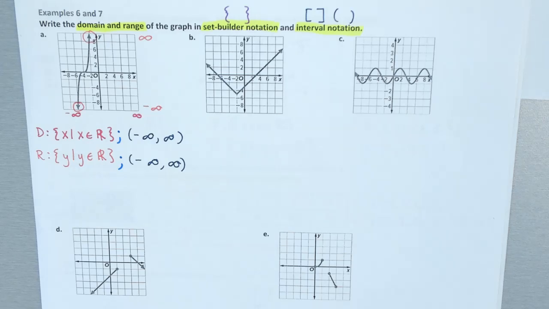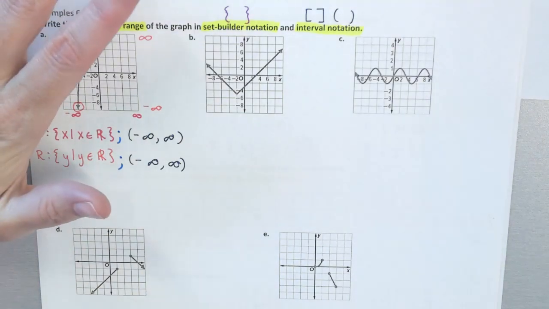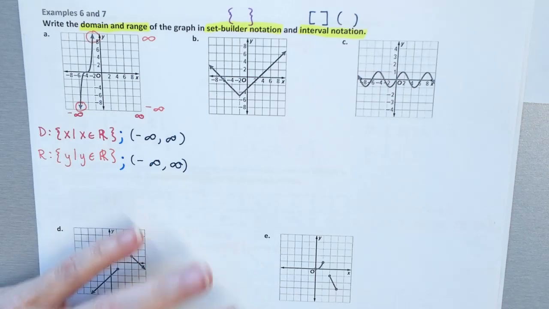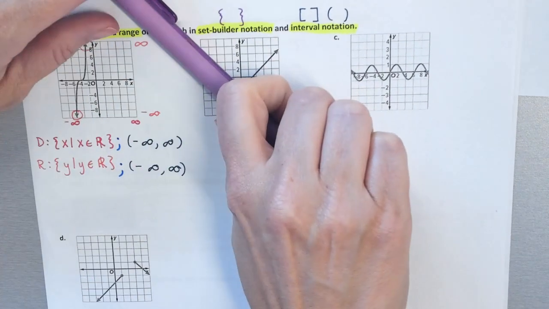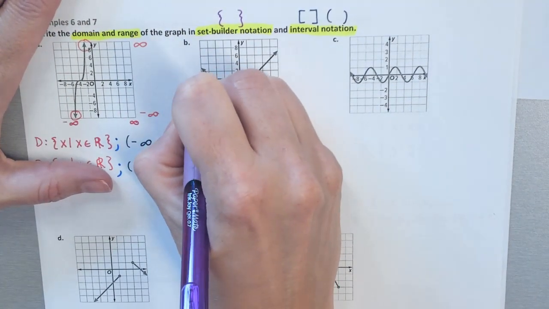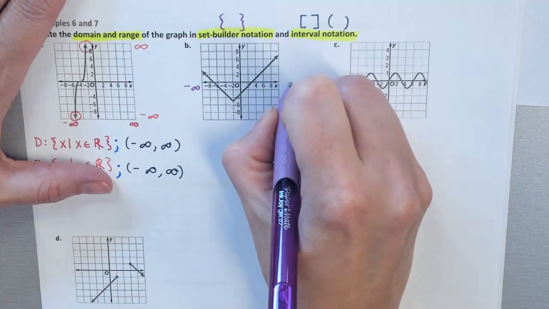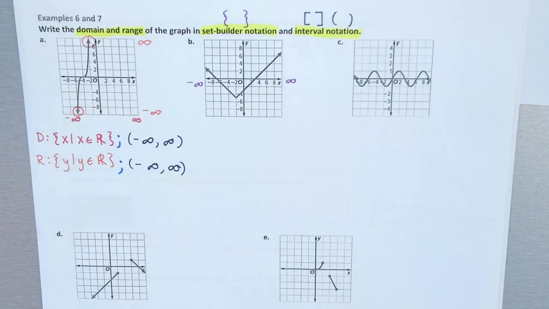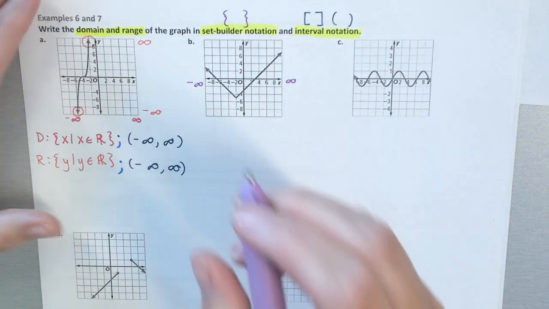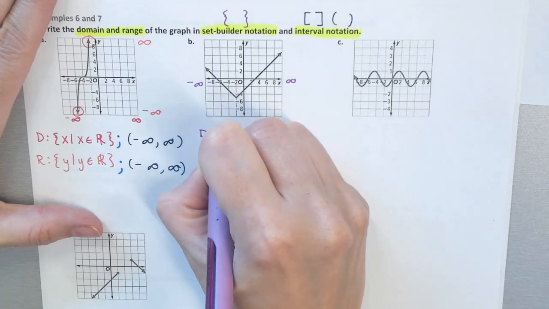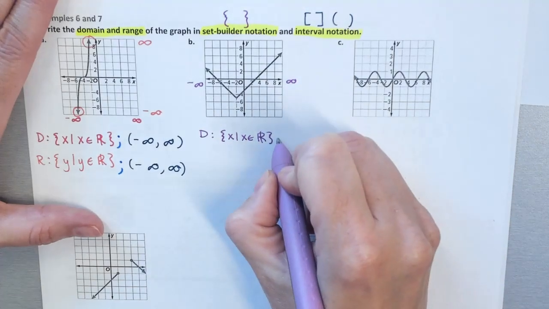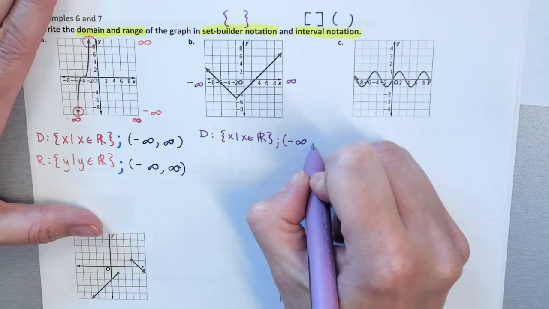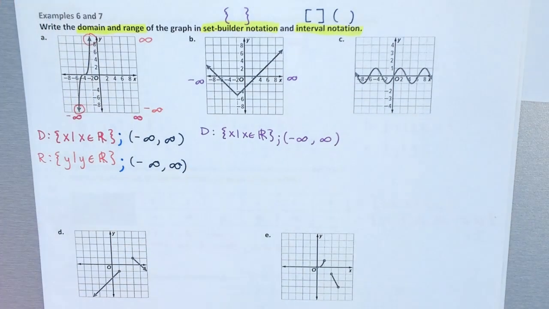All right, so for B, your domain, again, is all real numbers. So if you're having trouble remembering that, you're always going from the lowest x value to the highest. So as this continues, you keep going to negative infinity. And as this continues in the positive direction, you're going to positive infinity. And so your domain is x, such that x is an element in the real number set. Okay, and then interval notation would be negative infinity to infinity.